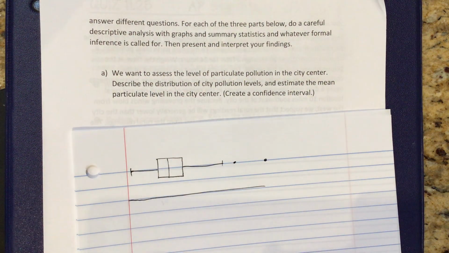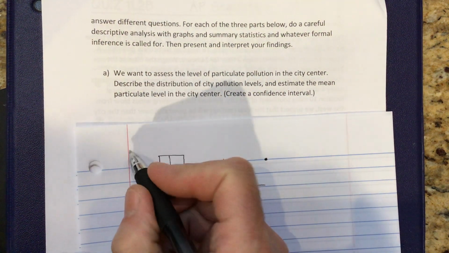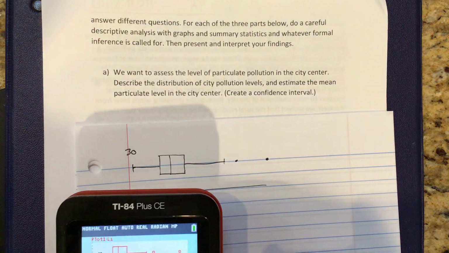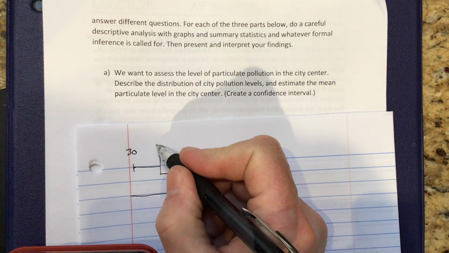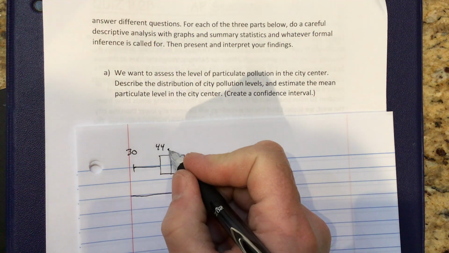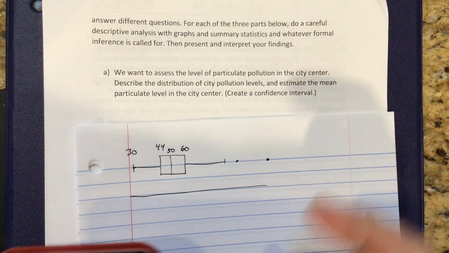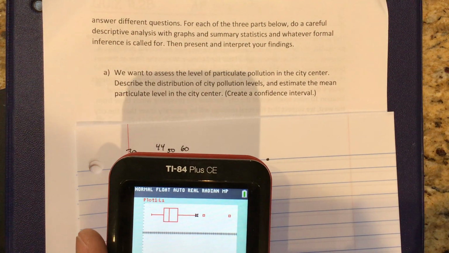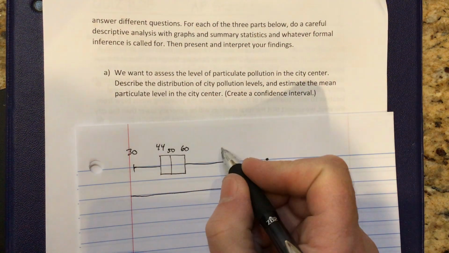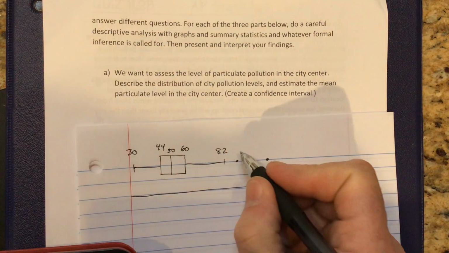And of course use your trace key to actually get these values. So minimum is 30. First quartile is 44. Median's 50. Third quartile is 60. Highest point that's not an outlier is 82. And then we have outliers of 90 and 120.